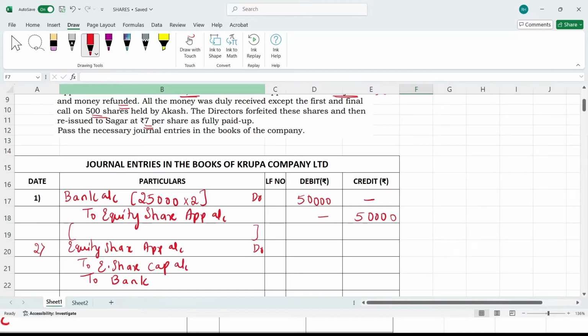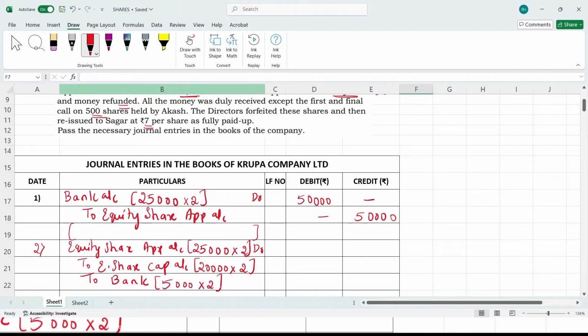Ma'am, how to write the amount here? Application: how many applications have we received? 25,000 into the application money, which is 2 rupees. Out of which, how many is our original? Our original is 20,000. Only 20,000 you can transfer to the capital. And how many is excess? How much do you have to refund? 25,000 minus 20,000, so 5,000 you have to refund.